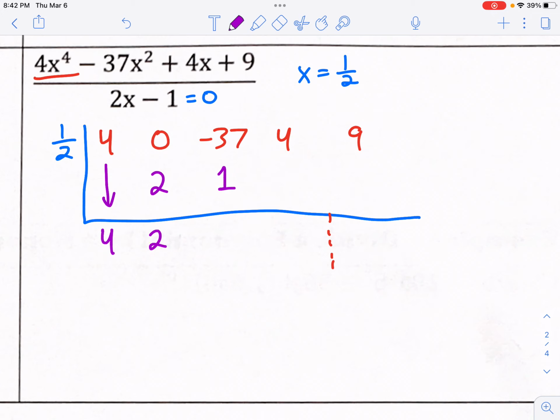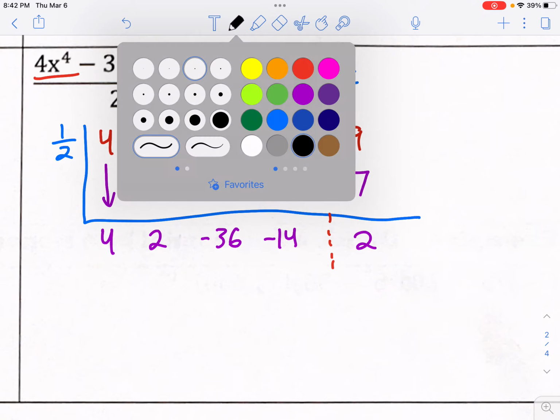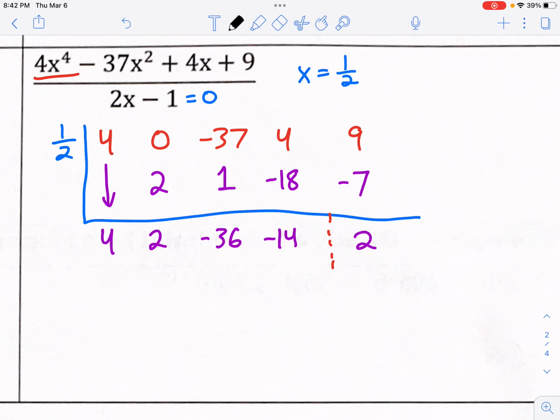All right, add -36. Half of that is going to be -18. 4 plus -18, that's going to give us -14. And then half of -14, that's going to be -7. And that should give us a +2. Again, add going down, multiply to go over. Remainder, constant, x squared, x cubed. So again, constant, linear, quadratic, and cubic, or you could just do it like this.